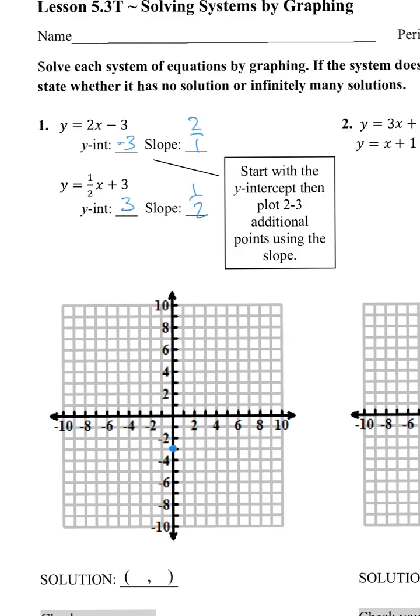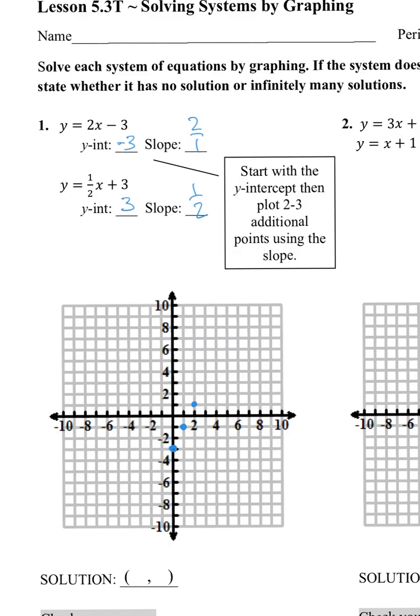From there, I'm going to start with my slope. Remember, 2 points to make a straight line, 3 or more to verify. So I'm going to put 3. From that first point at -3, I'm going to go up 2 and over 1, which is right there. Then I'm going to go up 2 more, over 1. There's my third point.